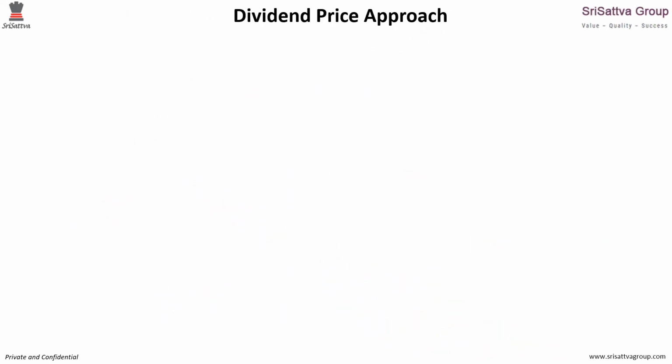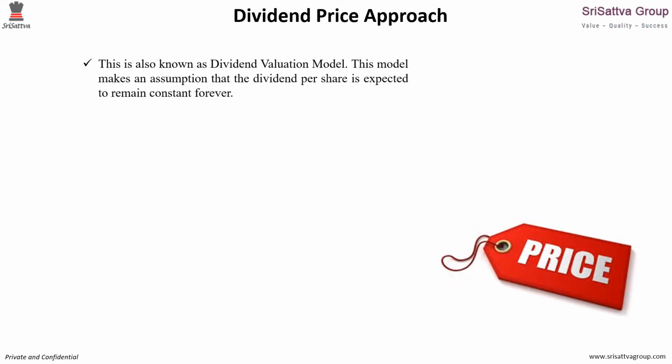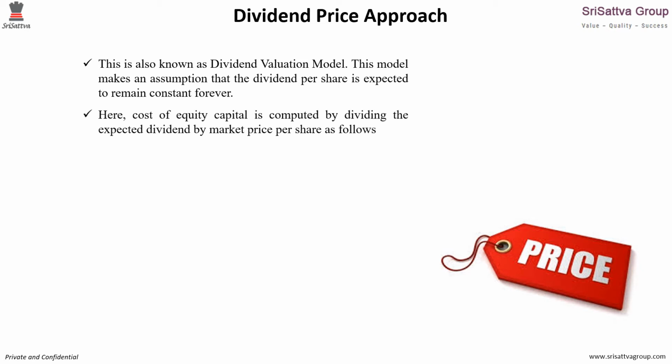Dividend price approach. This is also known as the dividend valuation model. This model makes an assumption that the dividend per share is expected to remain constant forever. Here, cost of equity capital is computed by dividing the expected dividend by the market price per share as follows.